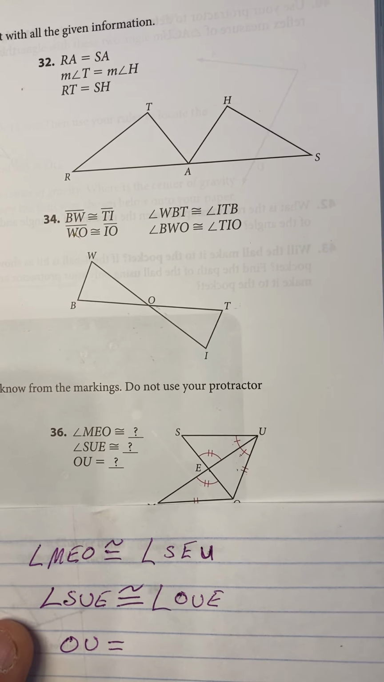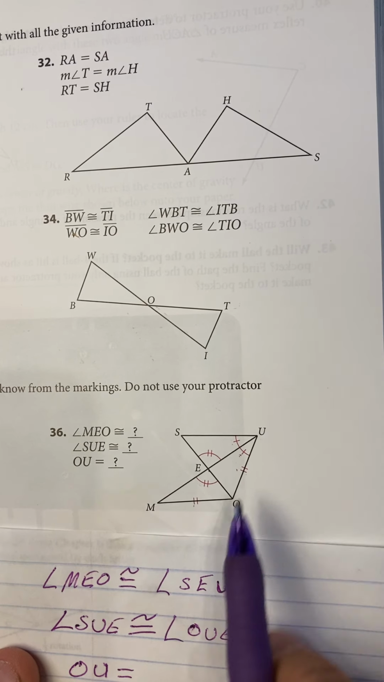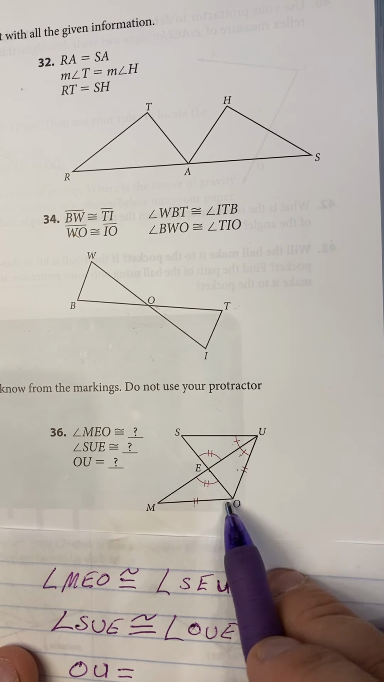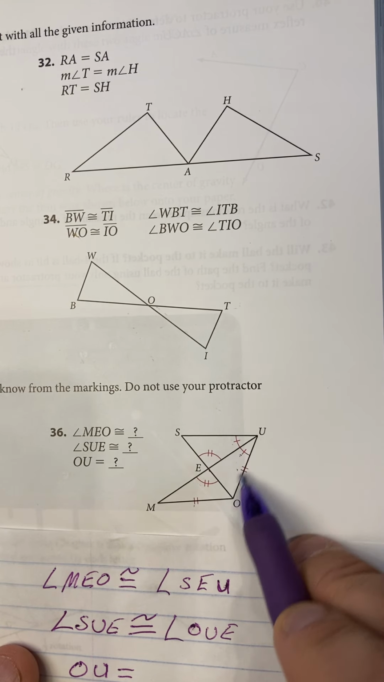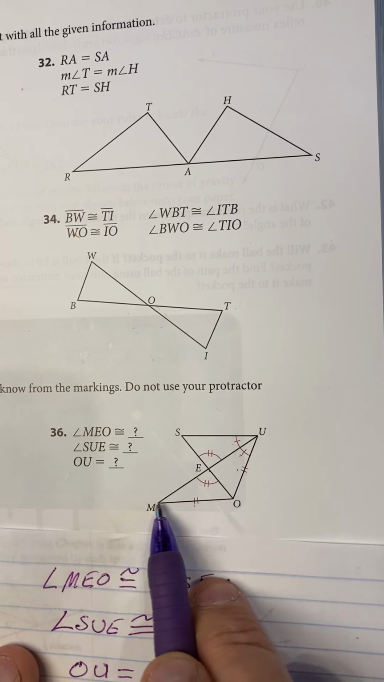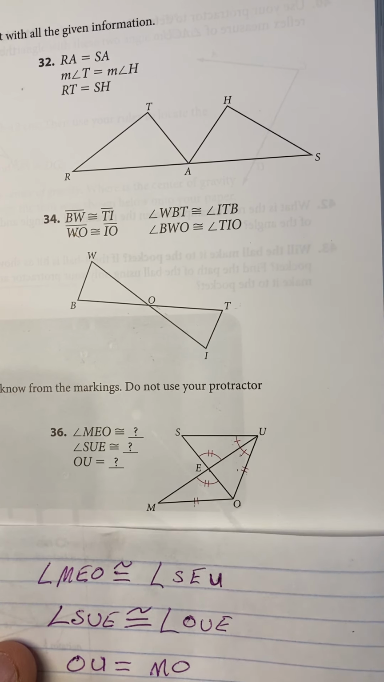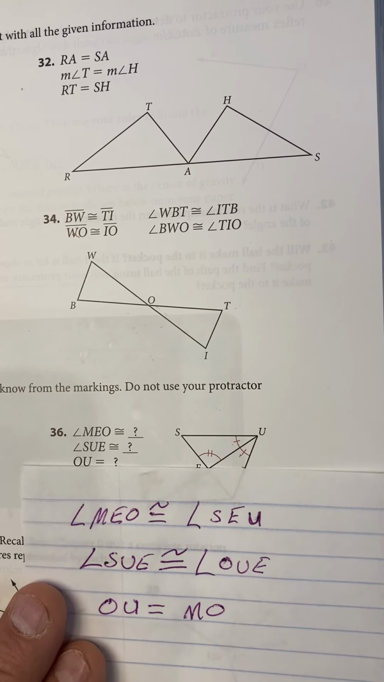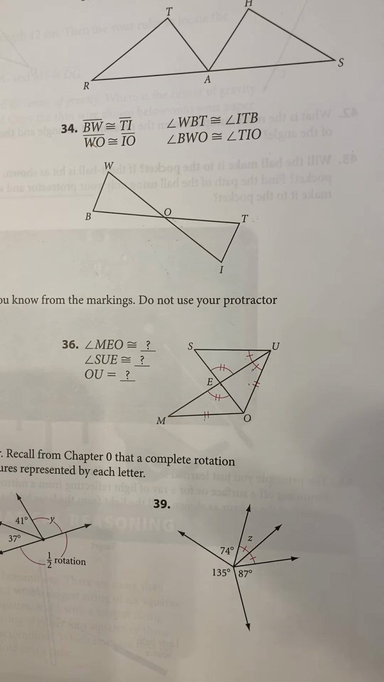All right. Next one, side OU is equal to what? Side OU, here's OU, Oklahoma University, right there. That's side OU. It has 2 hash marks. What other side has 2 hash marks? Right there, from M to O. Boom. Done. All right, there you go. Good job, guys.